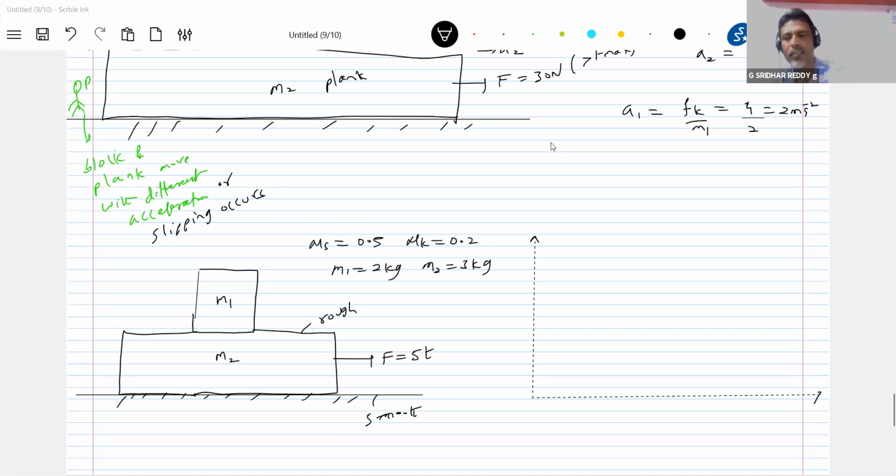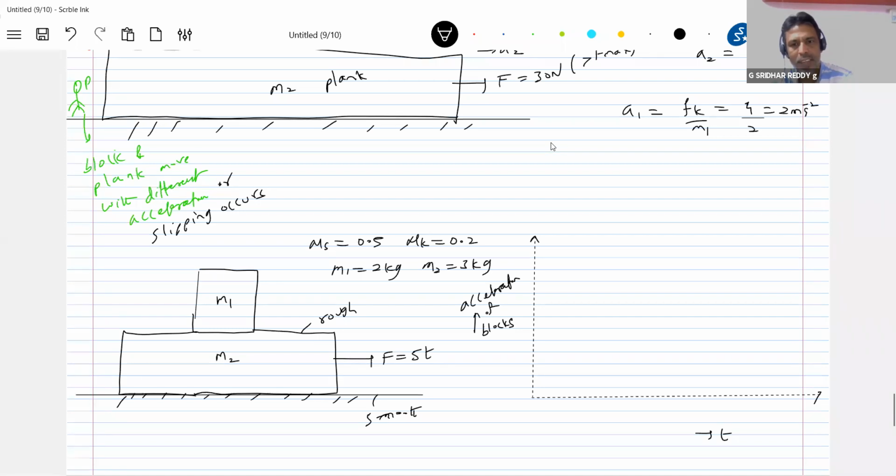So this is the frictional force, what is the graph? How the acceleration of the blocks varies with time. Now what is F max? 25 Newton.